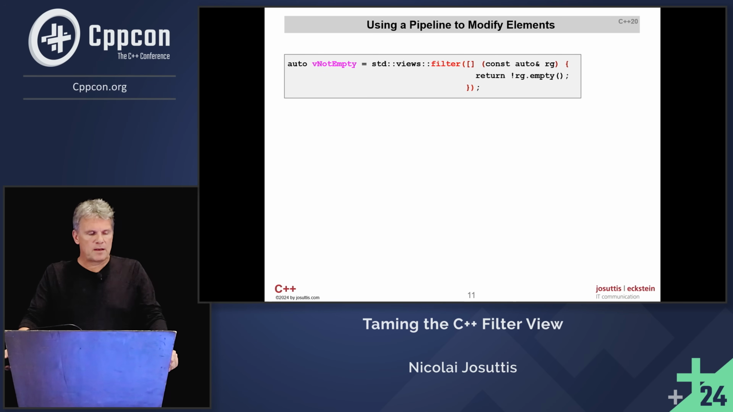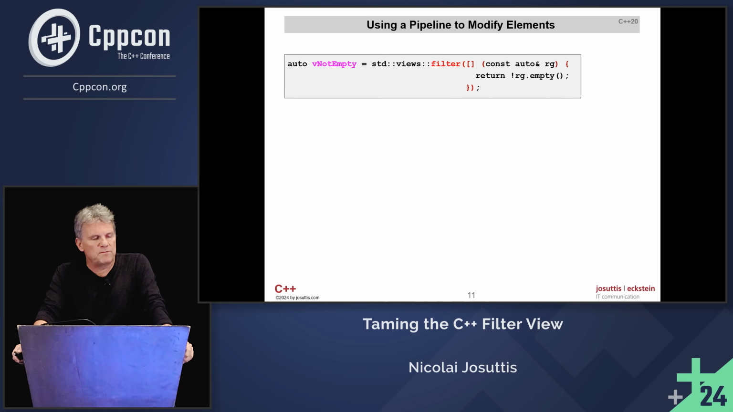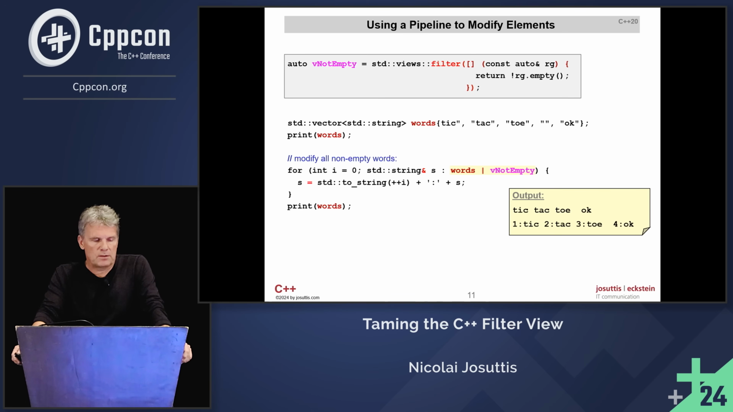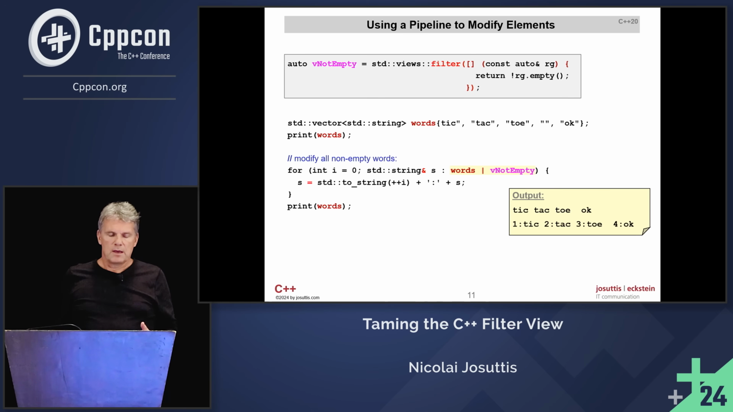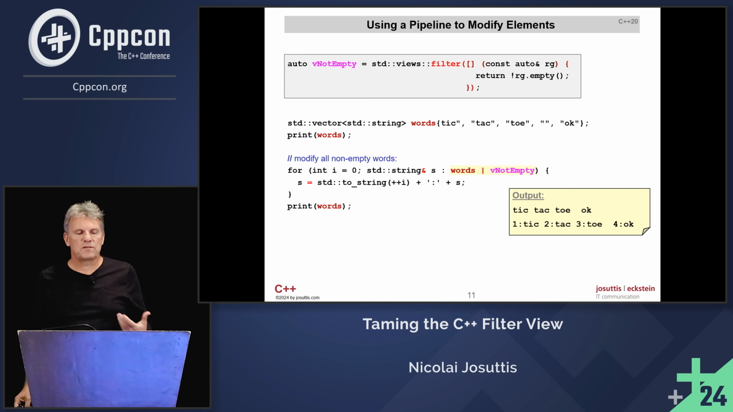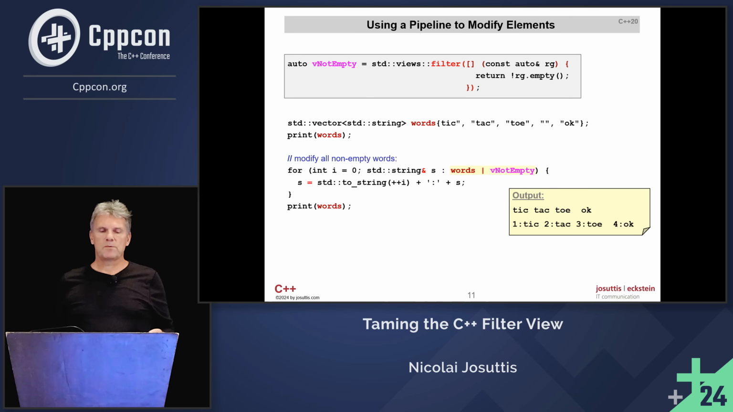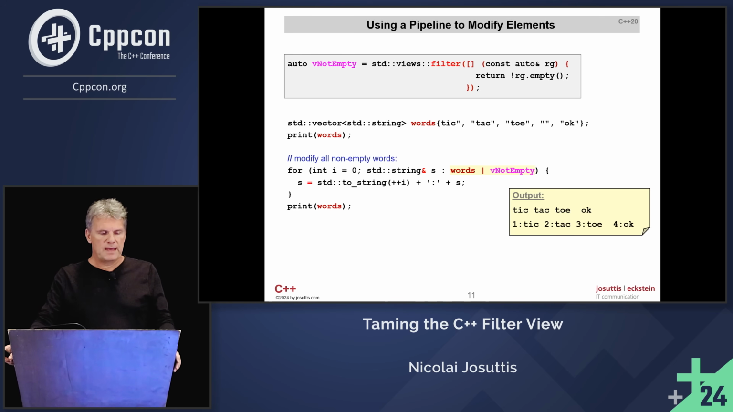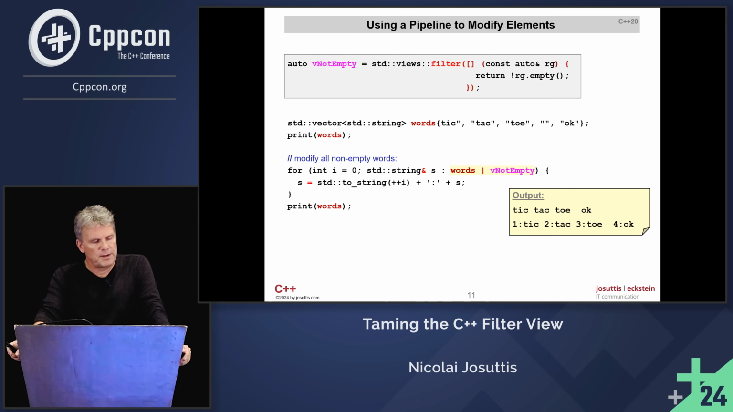So you can use these pipelines also to modify elements. So here's another example. Let's create a view, just a filter, and let's have some words in a string, and let's print out all the elements. And now let's iterate with the filter using this view to say, I'm only dealing with the elements that are not empty. And you see that at the end, each and every string has an index now, while the second last one doesn't have an index.